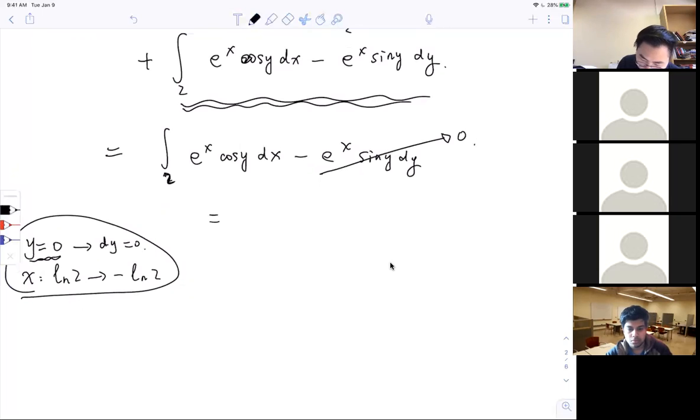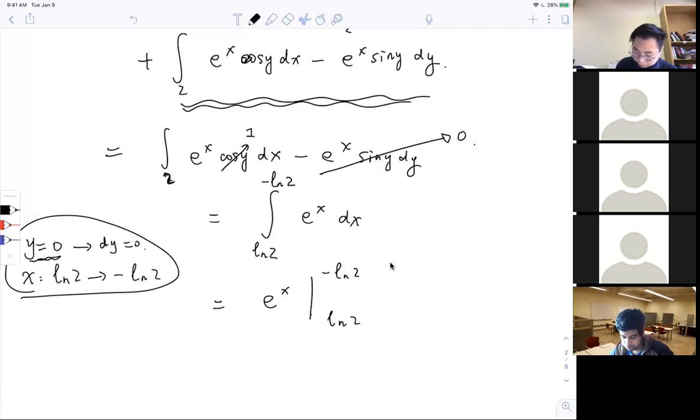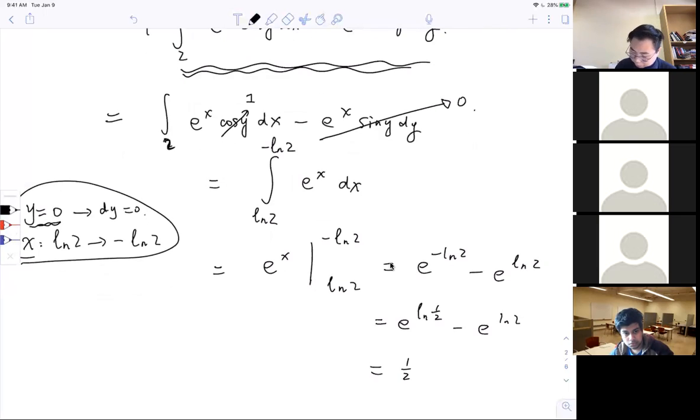And with y equal to 0, cosine 0 is 1. So this guy is 1. So basically, it's an integral of x, and x goes from log 2 to minus log 2. And you can do this integral by yourself. This is exponential x, so it's e^(minus log 2) minus e^(log 2), so this is e^(log 1/2) minus 2. The property of log and exponential gives us this, which is minus 3/2.